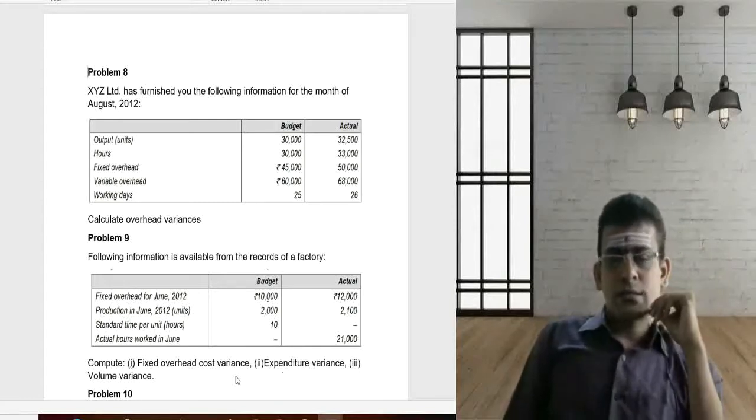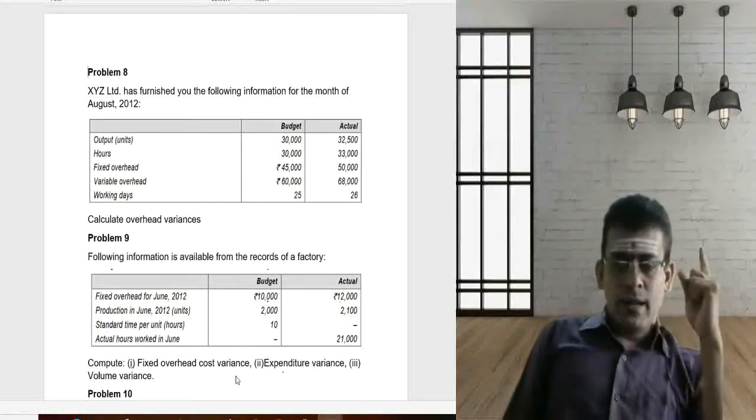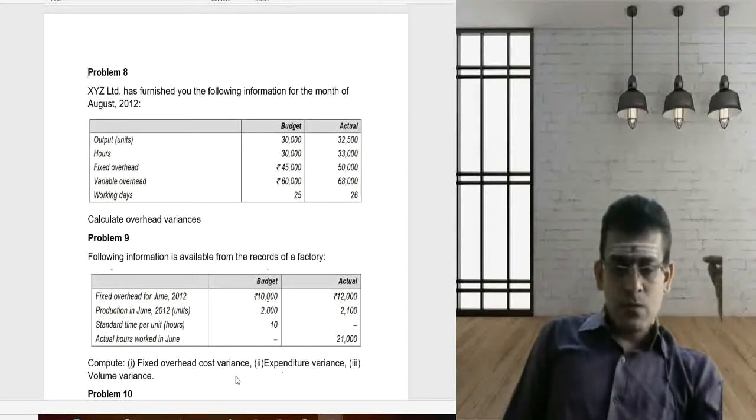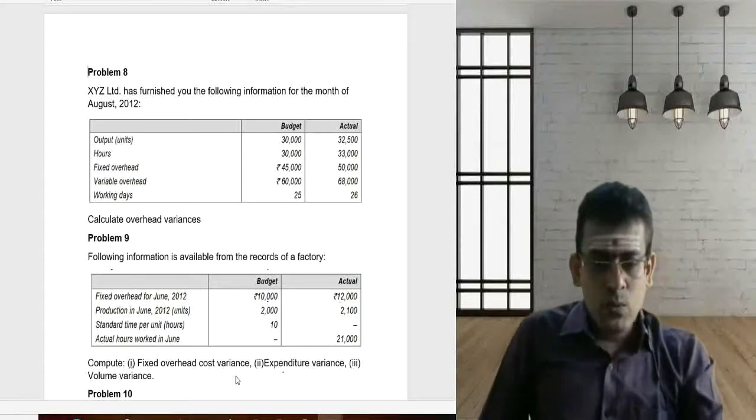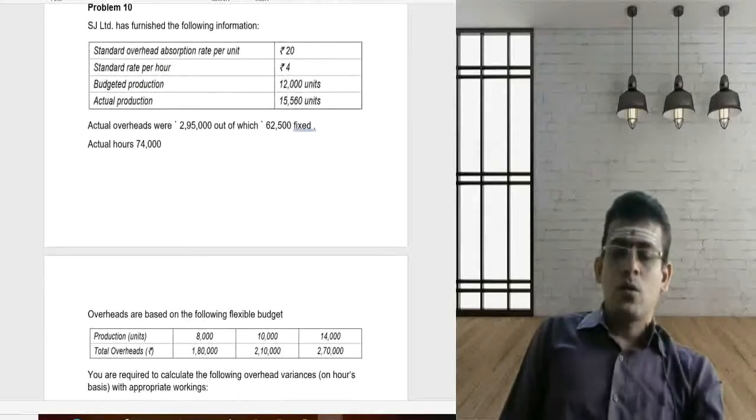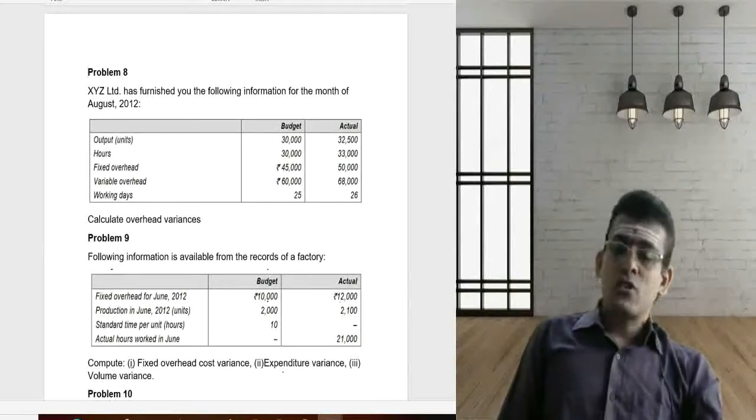Now, let us see here. Standard time per unit 10 units per hour. Standard time per unit in hours. That means in 10 hours you can produce 1 unit. Actual hours worked is given as 21,000. Budgeted production capacity is 2,000. Actual production is going to be 2,100. So now, what is my requirement?